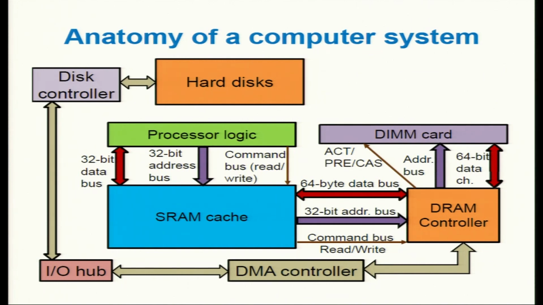Now I've separated out the SRAM cache and the processor logic. Here you can see the interface also. You have a typically 32-bit data bus connecting the processor logic to the SRAM cache. It could be 64-bit also, depending on how wide the processor is. You have a 32-bit address bus. It could also be wider. And there is a command bus which says whether you want to read or write from the SRAM cache.